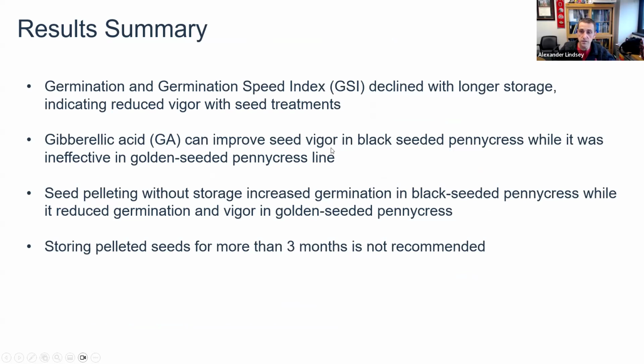Gibberellic acid improved seed vigor most in black-seeded pennycress, while it was ineffective in the golden-seeded lines, though golden-seeded lines treated with GA did exhibit a high germination speed index. Seed pelleting without storage under low temperatures or under good temperatures increased germination in black-seeded lines, while it reduced germination and vigor in golden seed, but storing for longer than 3 months is not a recommended practice.